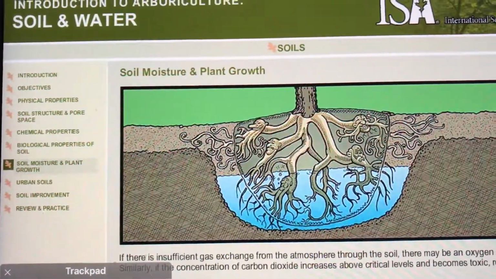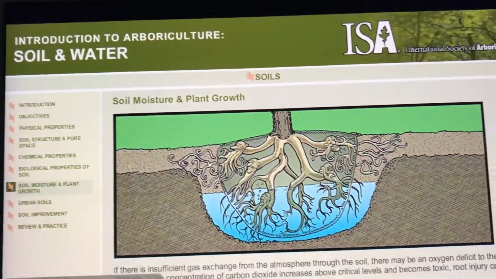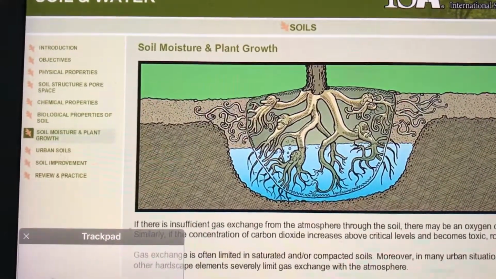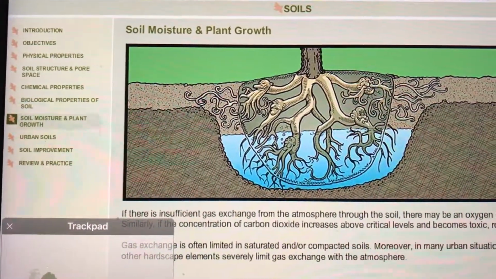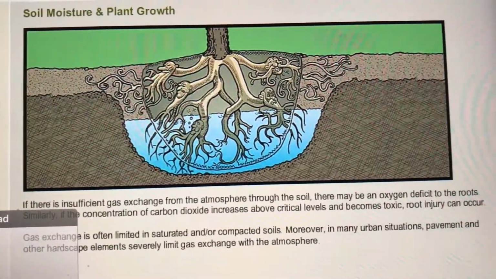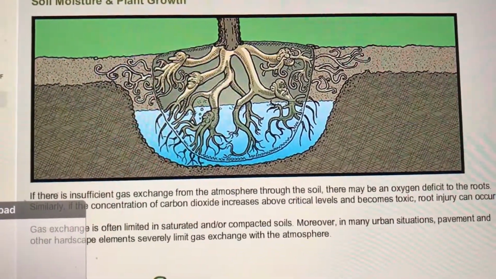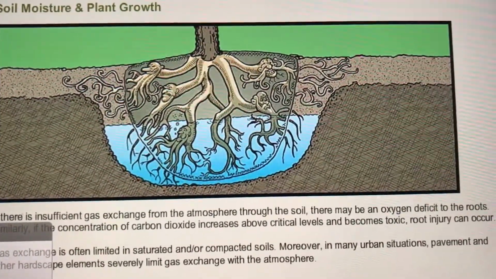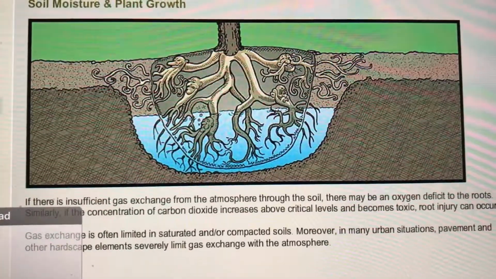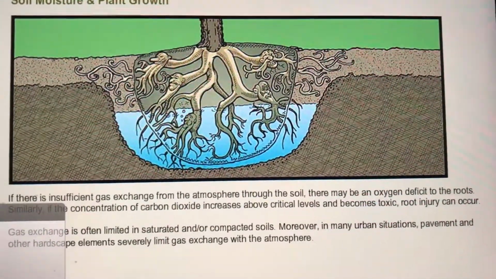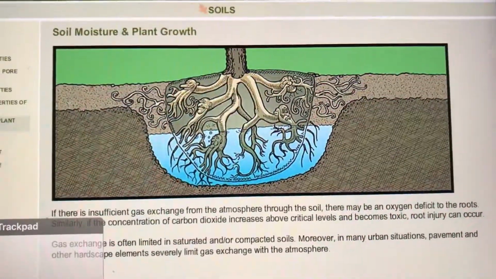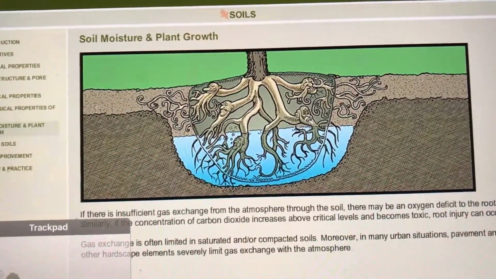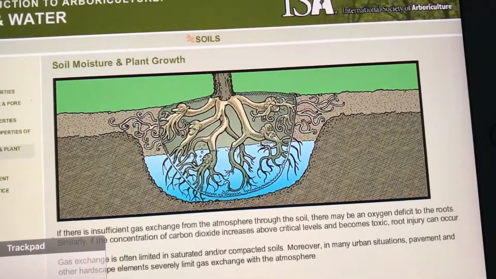If there is insufficient gas exchange from the atmosphere through the soil, there may be an oxygen deficit to the roots. Similarly, if the concentration of carbon dioxide increases above critical levels and becomes toxic, root injury can occur. Gas exchange is often limited in saturated and/or compacted soils. Moreover, in many urban situations, pavement and other hardscape elements severely limit gas exchange with the atmosphere.